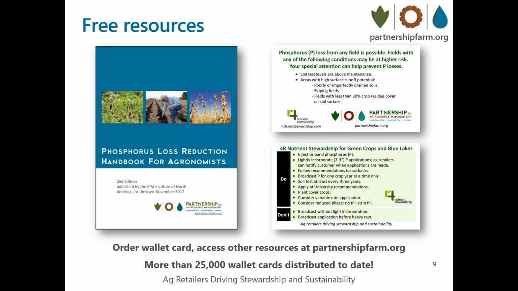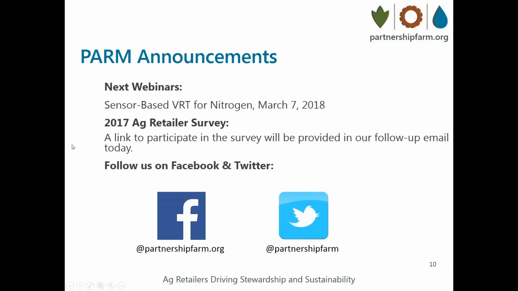So as Mark mentioned, we do have some free resources available on our website, partnershipfarm.org. On the left, you can see the front page of our newly updated agronomist handbook that is available free for download. This update includes a new introduction and additional fact sheets that you can provide to growers to increase awareness of products and services that reduce the export of nutrients from cropland. And on the right, you can see the front and back of our phosphorus loss reduction wallet card, which can be ordered for free on our website as well. These serve as a great conversation starter with your growers, and many people order them to take to their various meetings. To date, we've distributed more than 25,000 wallet cards.